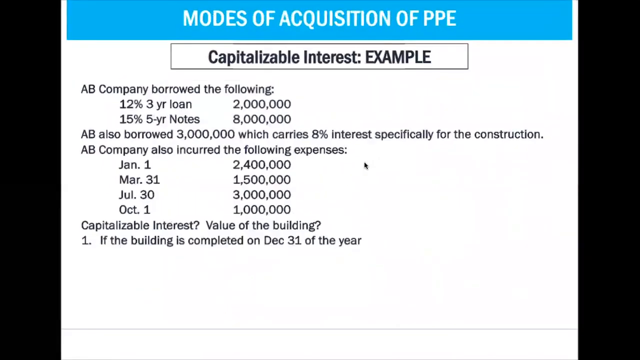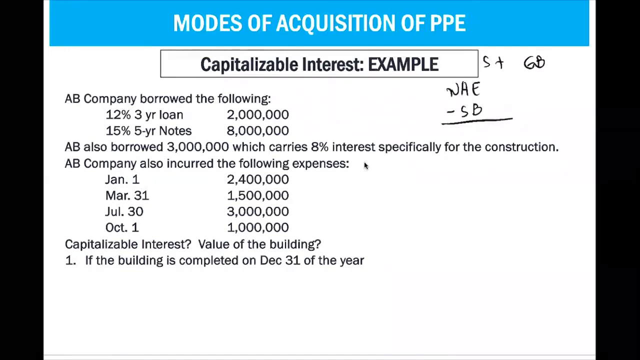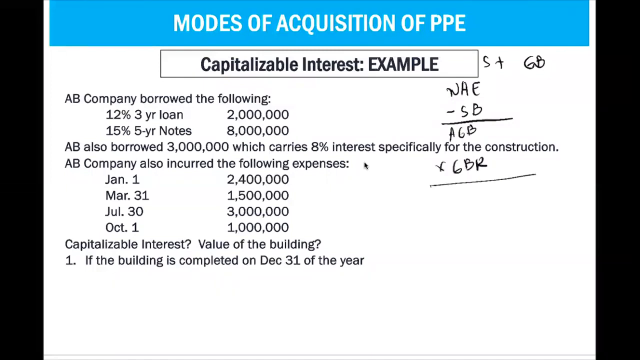Okay, another example. So here in our example, we have here a specific plus general borrowing. So how about if we have a specific and general borrowing? The formula will be weighted average expenditure. Weighted average expenditure, you less the specific borrowing. This is attributable to general borrowing multiplied by general borrowing rate. This is the capitalizable interest general borrowing. You add the capitalizable interest for a specific borrowing. This is your total capitalizable interest.